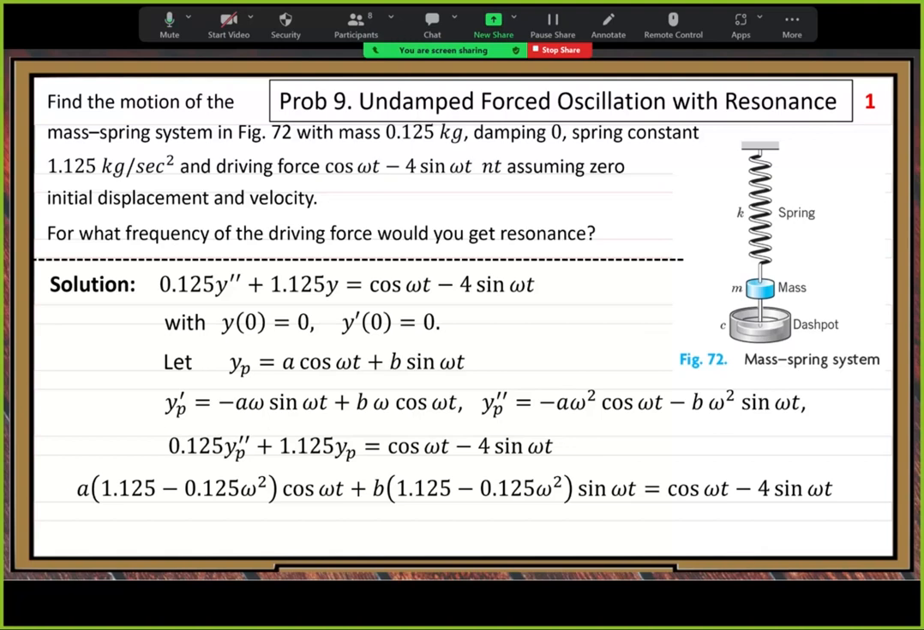Do you know why we can do this? Why we should do it in this way? Any idea? Compare the corresponding coefficients for cosine, for sine. Any rationale behind it? Partially correct. The reason is they are bases. Cosine, sine, basis.